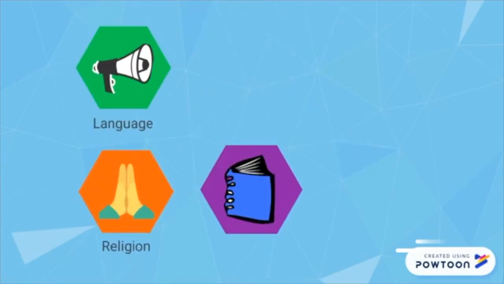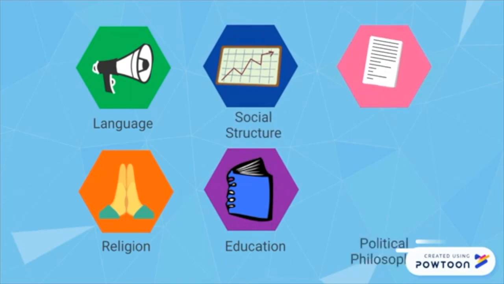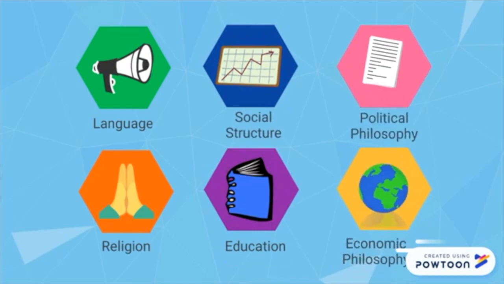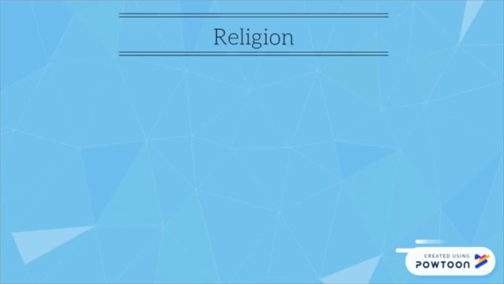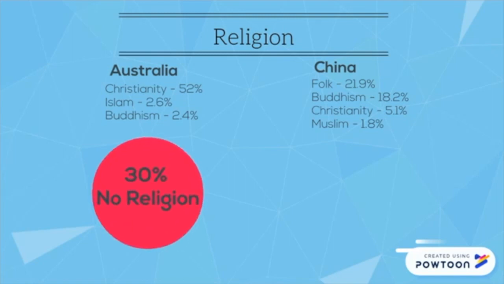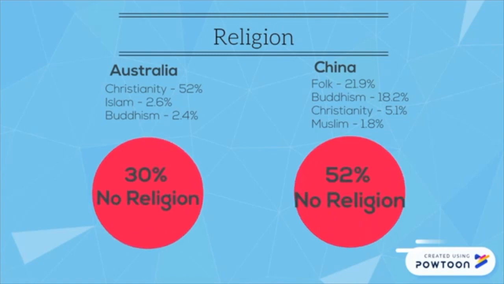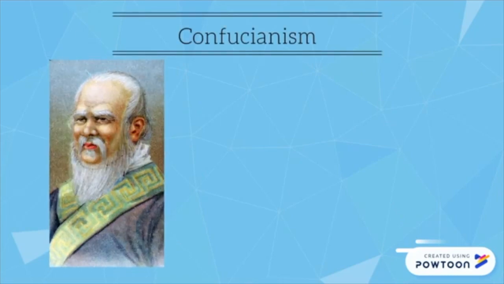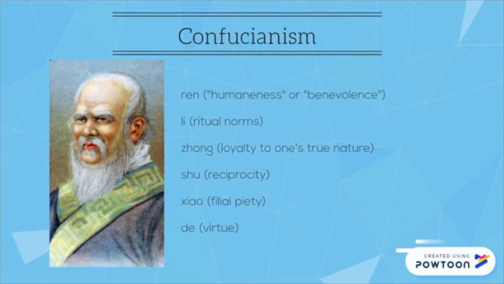The determinants of culture are religion, language, education, social structure, political philosophy, and economic philosophy. When comparing religions, it was found that in Australia, Christianity is the most common religion. In China, folk religion is the most common. But what is interesting is that 30% of Australians reported that they had no religion, and similarly, 52% of the Chinese population also reported that they had no religion. However, it should be noted that many Chinese people follow Confucianism, a traditional Chinese philosophy.